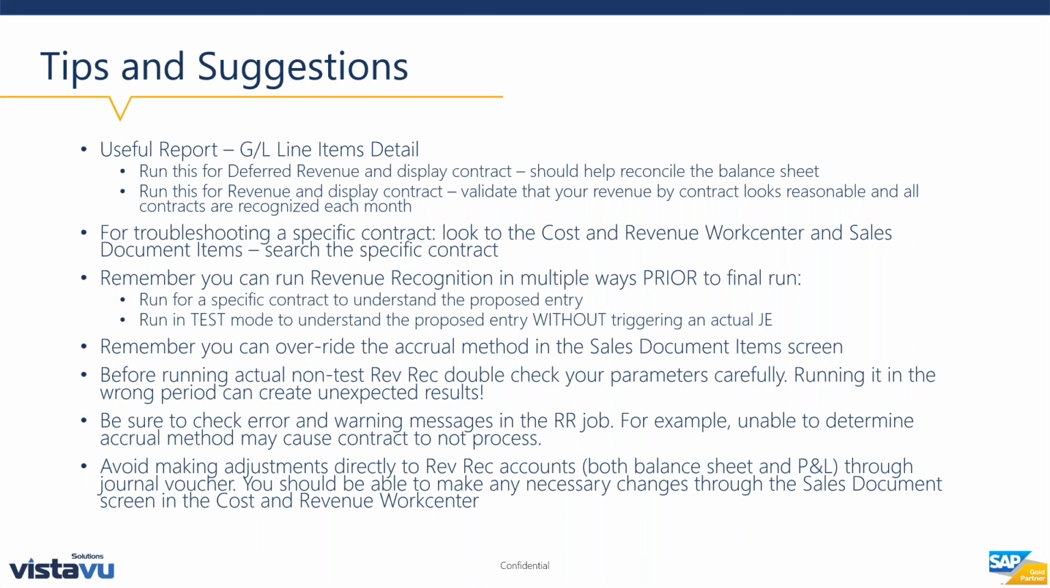That's where you're going to go in and figure out exactly what sort of issue you're having with your revenue recognition. Remember, you can run the revenue recognition in multiple ways prior to the final run. You can run it for a specific contract like we did. That's really useful. If you leave the contract or the document field blank, it's going to run revenue recognition for your entire system, and it might be a little bit muddy when you go into the report to try and understand. So feel free to target in on a specific document to understand what's happening. And then also, as important, make sure you're running it in test mode so that you don't trigger an actual journal entry and have something that you don't want in the system.